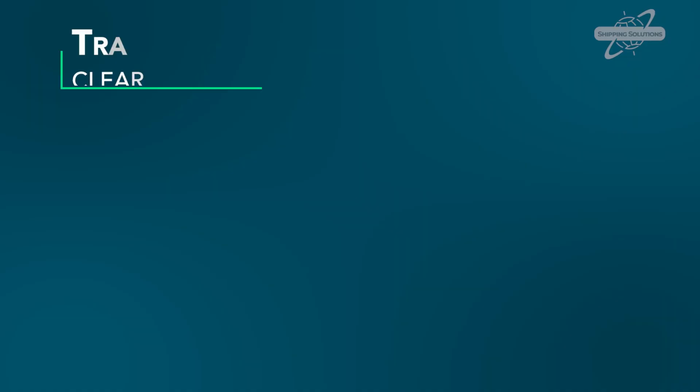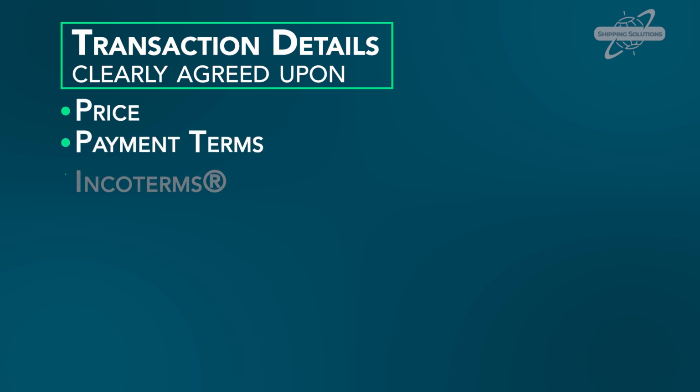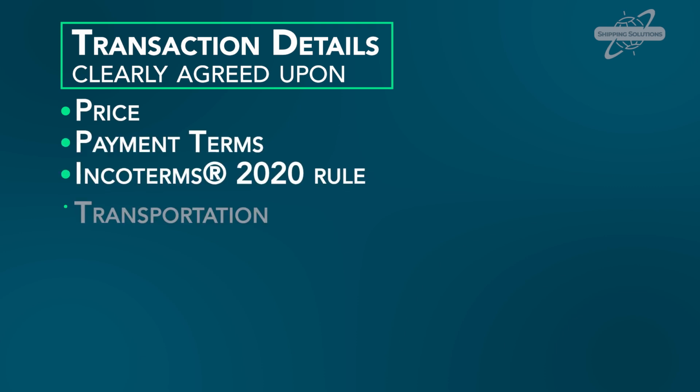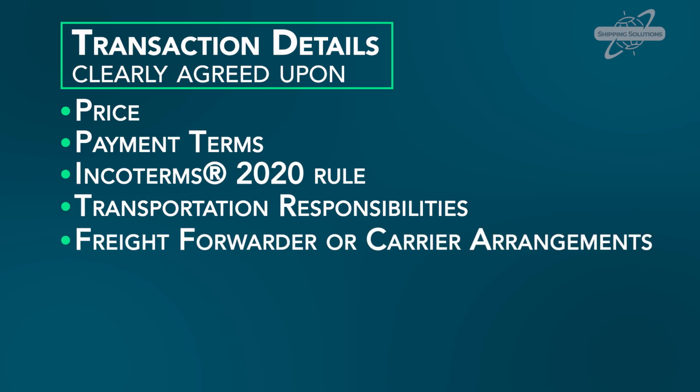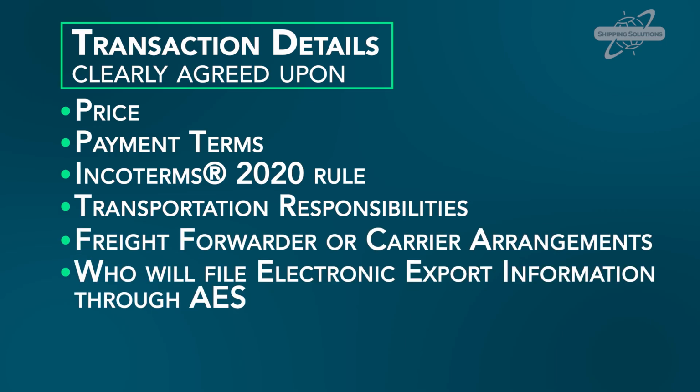After the buyer reviews the Proforma invoice, they may accept it, reject it, or negotiate the terms. This is where the transaction details need to be clearly agreed upon before anything ships. That includes price, payment terms, the Incoterms 2020 rule, transportation responsibilities, freight forwarder or carrier arrangements, and who will file electronic export information through AES when required.